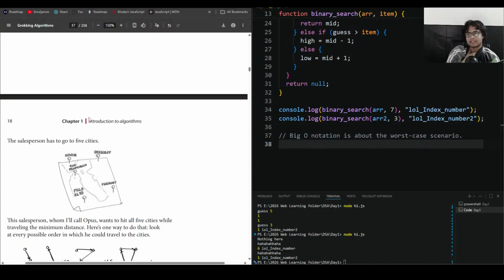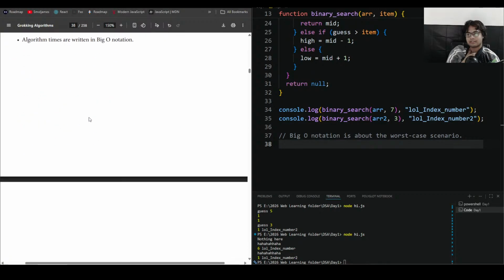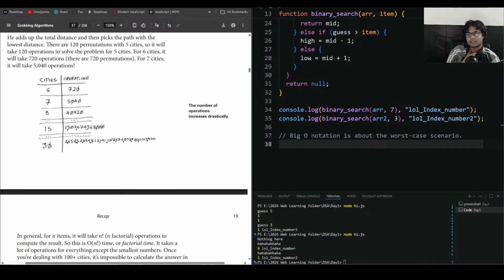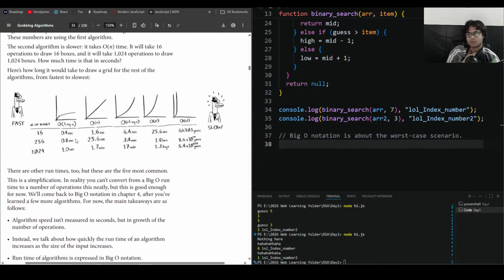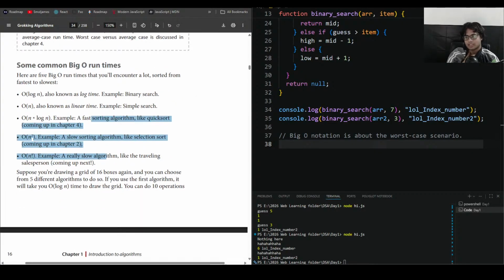Okay, we read till here and then that's it for this, and then we read Japanese.